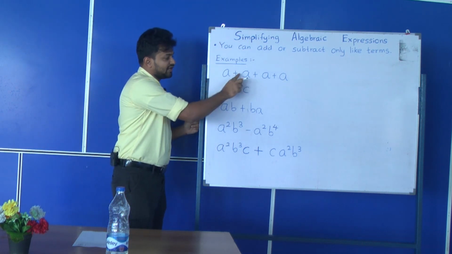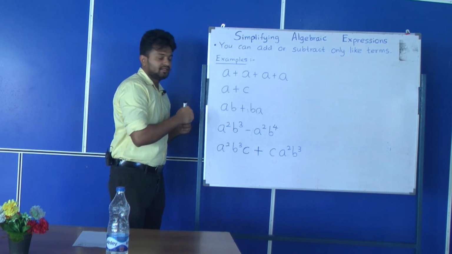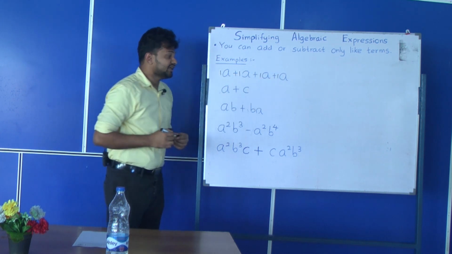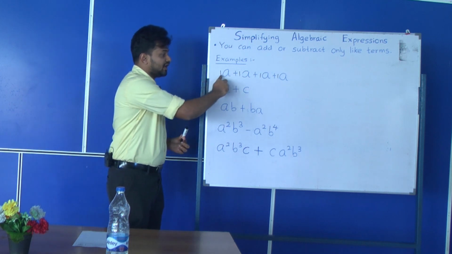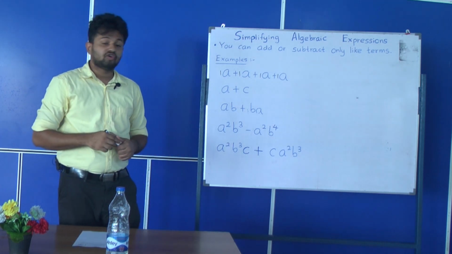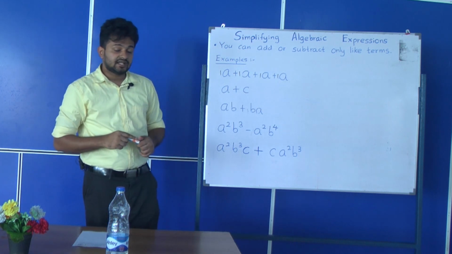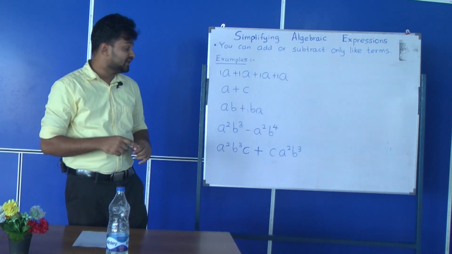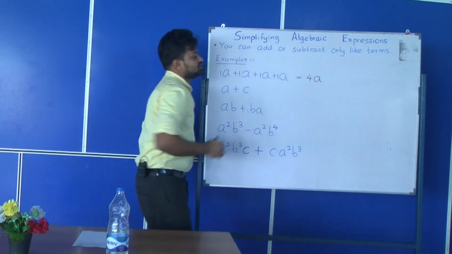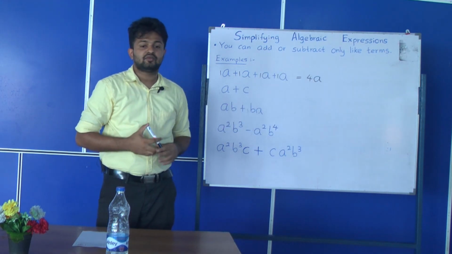You don't have any number in front of it. And we have learned before, if you don't have a number in front, you can simply imagine there's a 1 in front of each letter A. So when you add all these 4 letter A's, the answer will be 4A. Why? 1, 2, 3, 4. How many A letters are there? There are 4. So the answer will be 4A. So those are like terms. That is why we were able to get the answer by adding them.